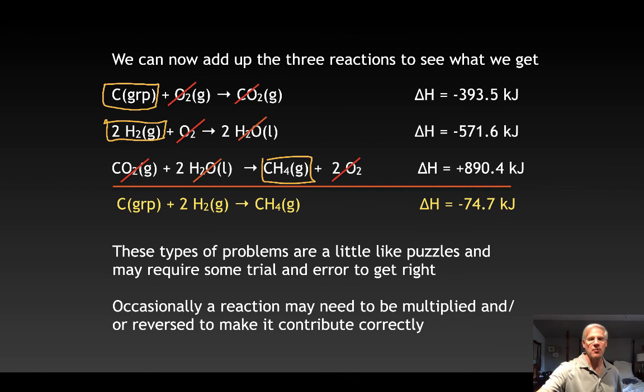These types of problems, as I mentioned, are a lot like puzzles. Sometimes you require some trial and error to get right. Sometimes you need to multiply a reaction to get the appropriate stoichiometry. Sometimes you need to multiply it by a whole number like 2 or 3. Sometimes you need to multiply it by a fraction like a half or a third. It just depends on what's given and what you need. Sometimes you need to reverse a reaction to put something from the reactants into the products, or vice versa. They are kind of fun once you get the hang of them. So you might try to practice some from the textbook. But if you have any questions on any of these, please let me know.